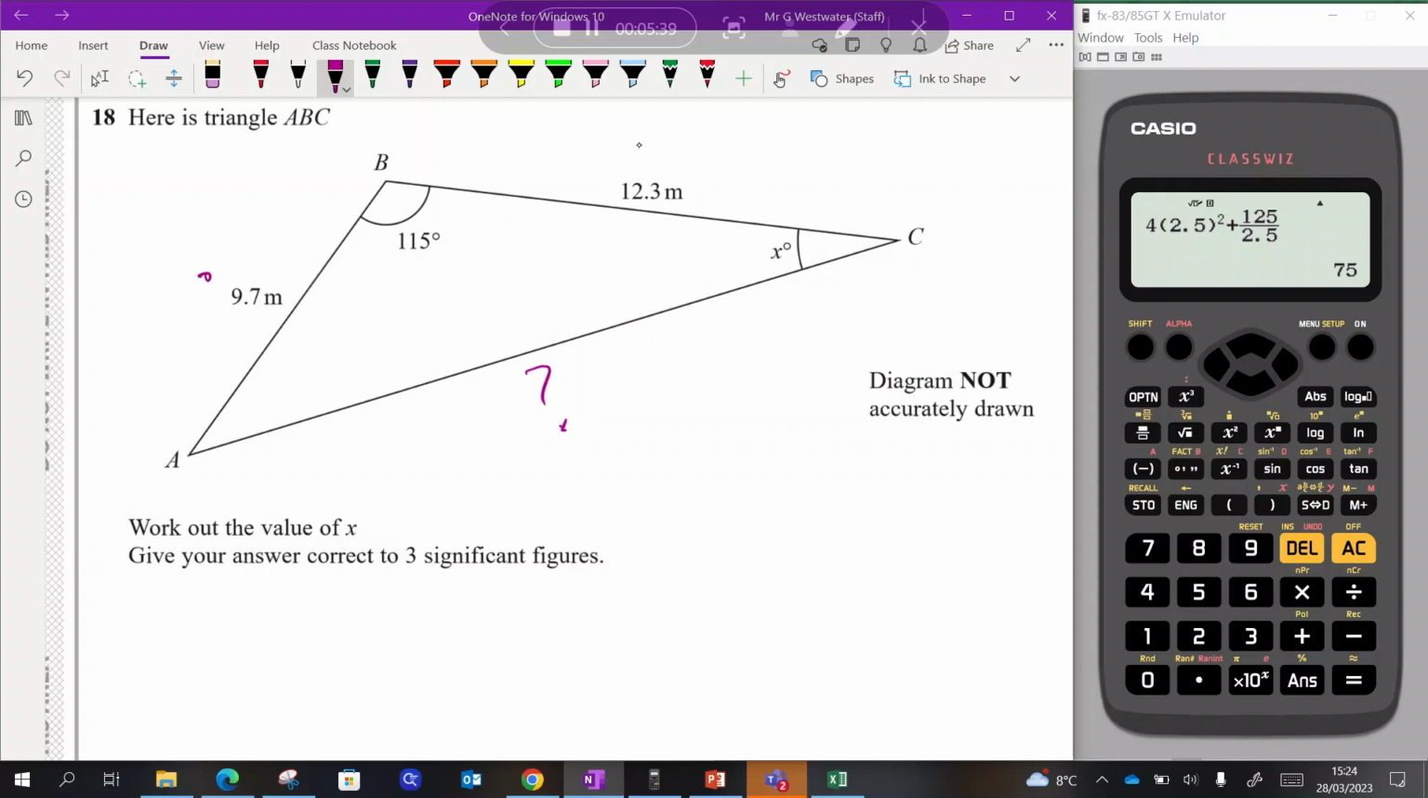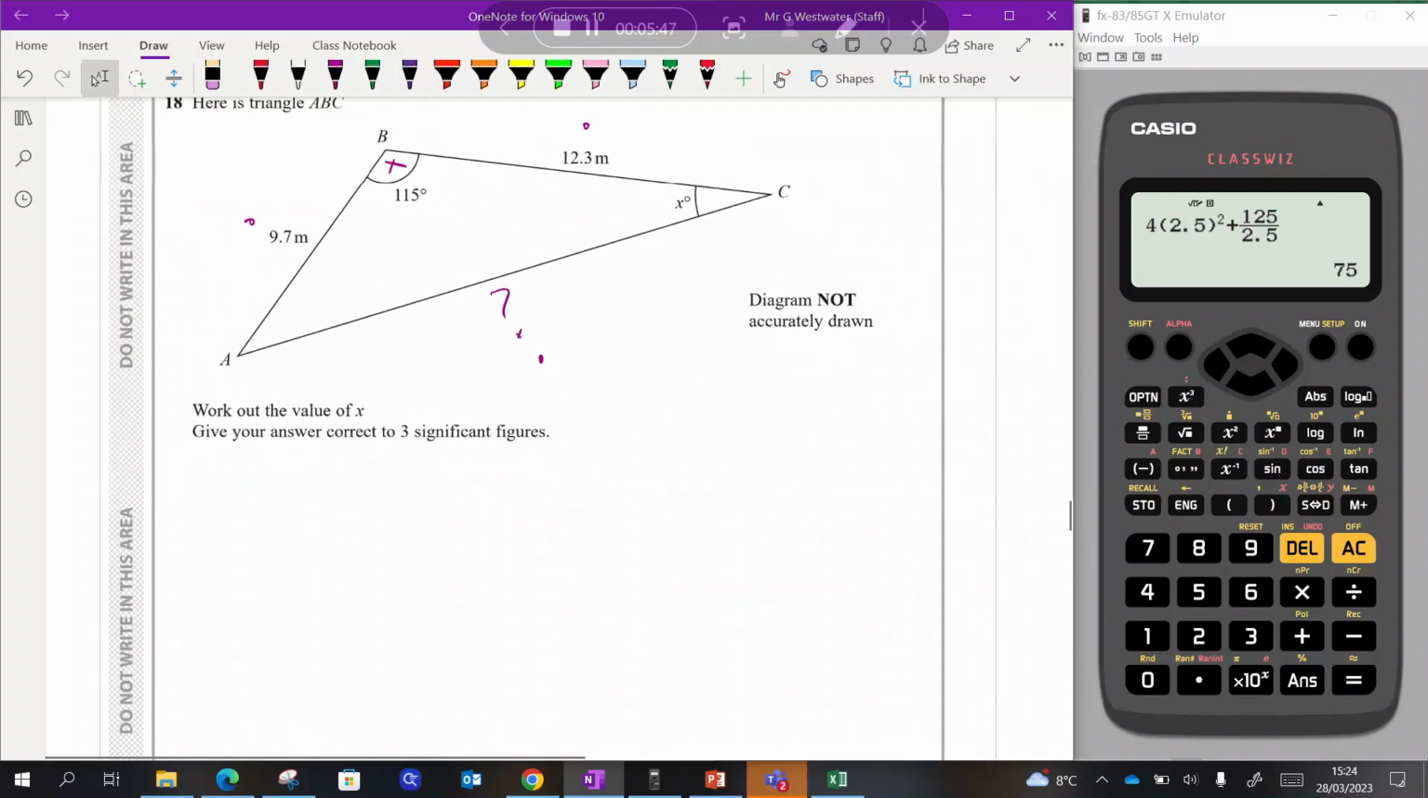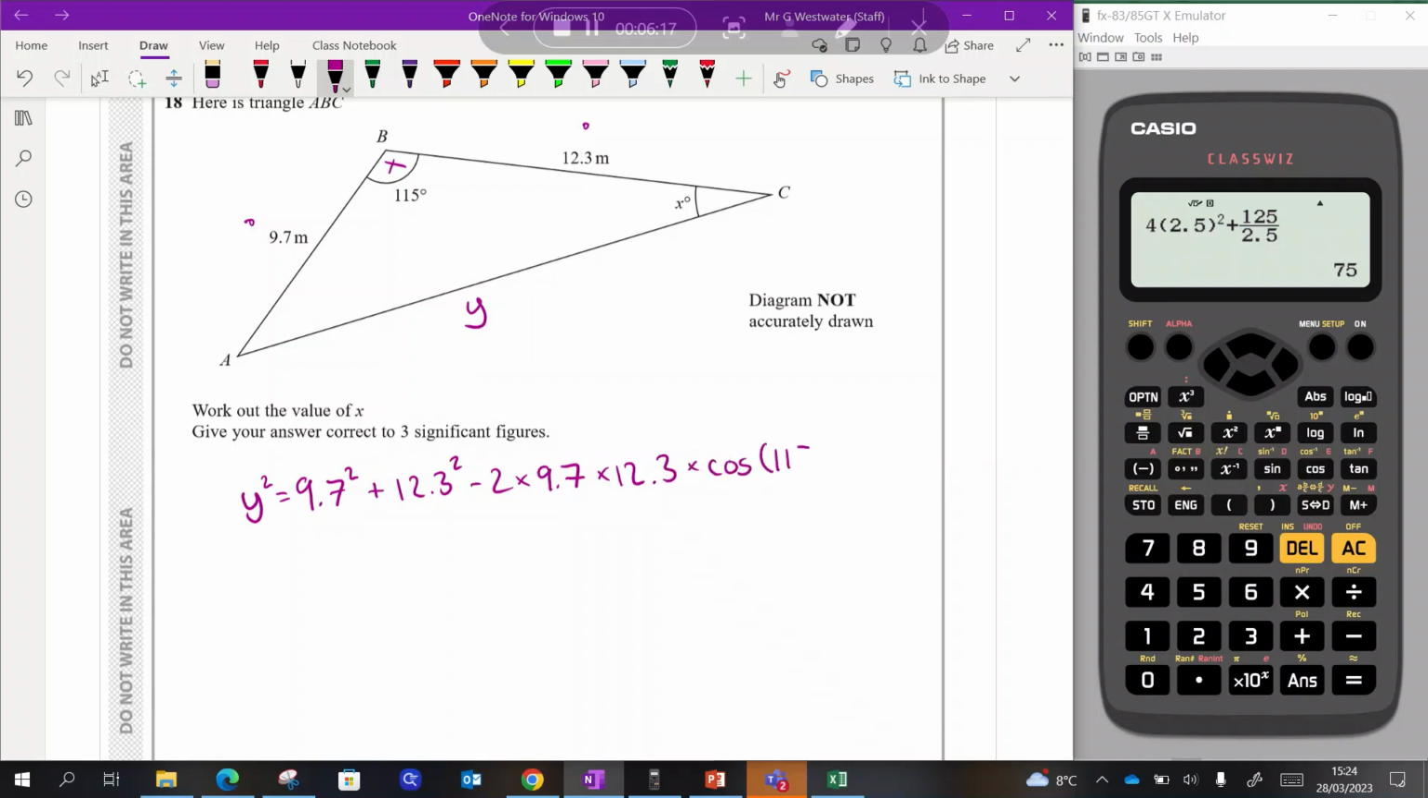I can say that I've got all 3 sides and 1 angle, which is where I'm going to use the cosine rule. So this is where I can say the side on its own will be opposite the angle here. So let's call this y. I'm not going to call it x because x is the angle. So y squared equals 9.7 squared plus 12.3 squared minus 2 times 9.7 times 12.3 times cos of 115.